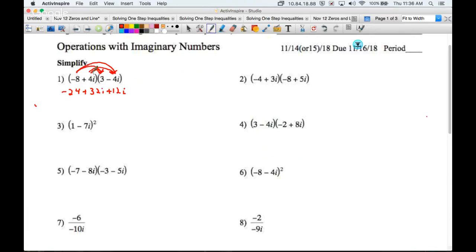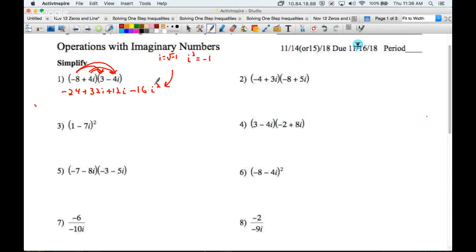And last, 4i times negative 4i, that's going to be a negative 16. The 4 times 4 becomes a negative 16, and the i's multiplied to become an i squared. Now here we need to know something about i squared. Because i is equal to the square root of negative 1, i squared is equal to negative 1. Square both sides, you get negative 1.